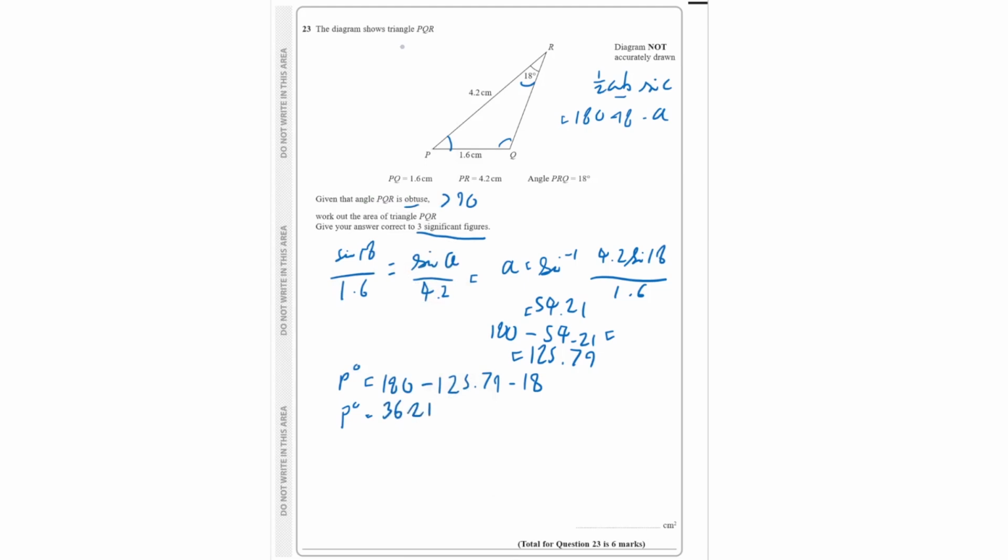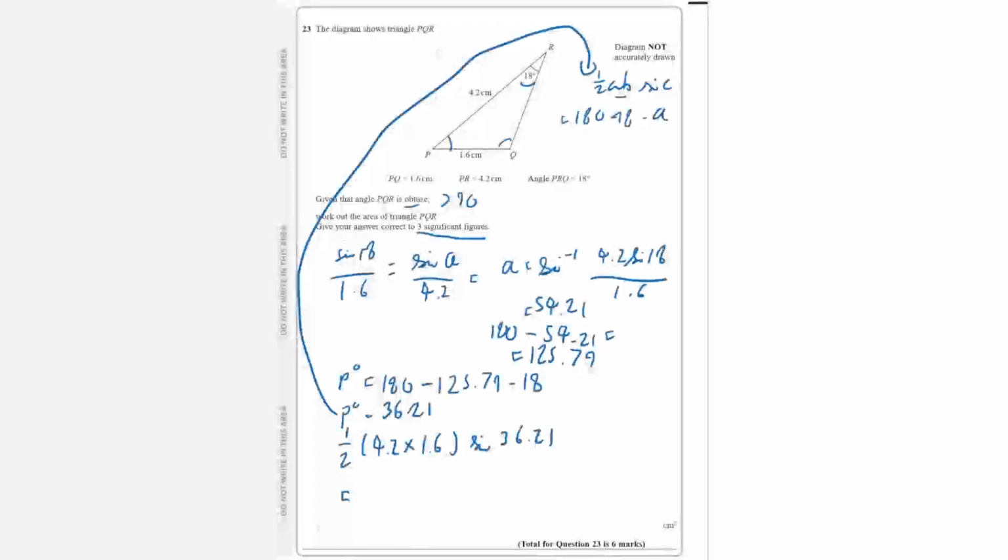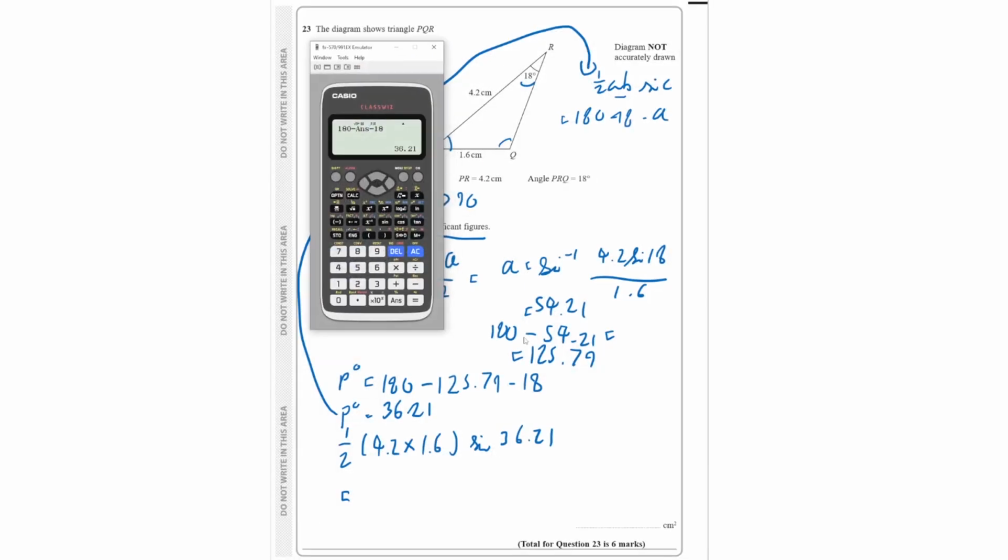36.21. And now that we have angle P, we can finally use the equation 1 over 2 AB sine C. So let's try that out. 1 over 2 times A, we can use 4.2, times B, 1.6, sine C, which we found as 36.21.